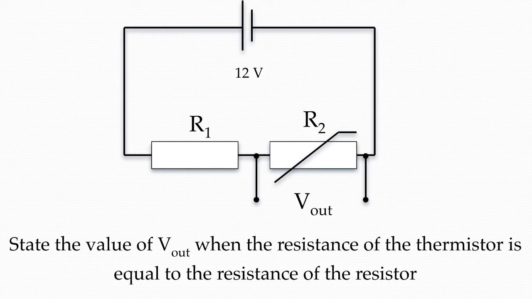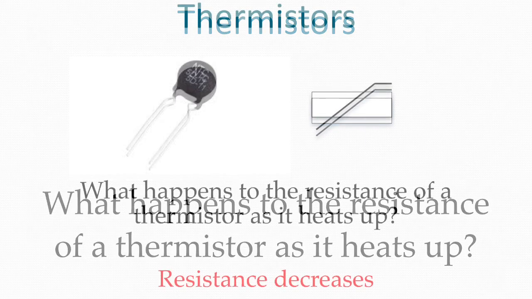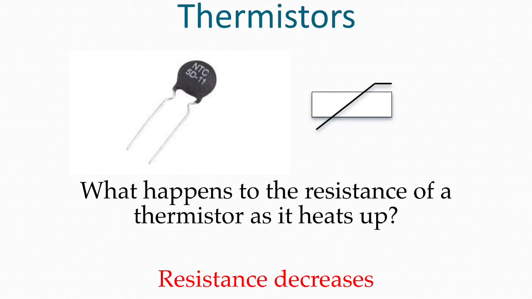What would the potential difference here be across V out if R1 and R2 had the same value? Here we've got a potential difference of 12 volts across the power supply, and this would be shared evenly because of the equal resistance, so 6 volts across each. What happens to the resistance of a thermistor as it heats up? Its resistance decreases and the current increases.